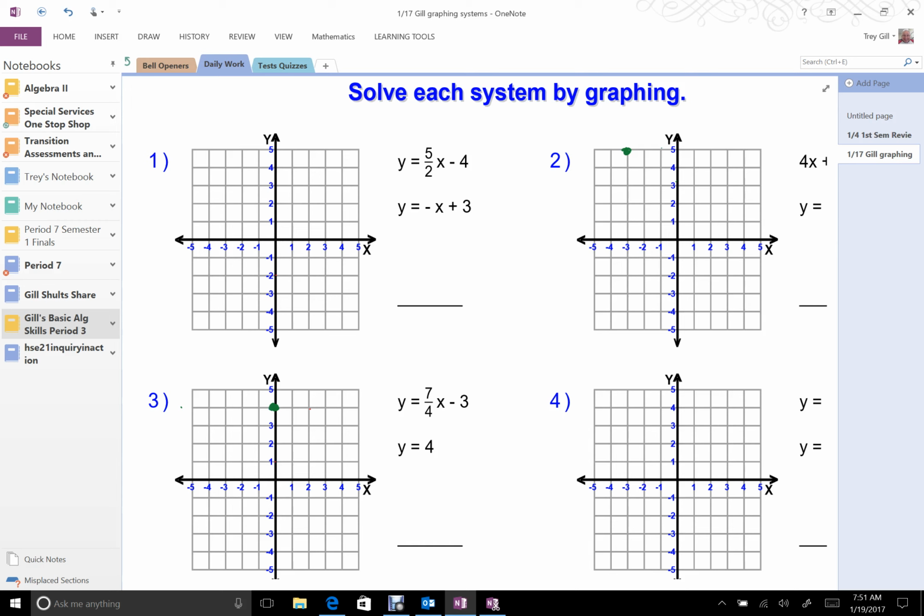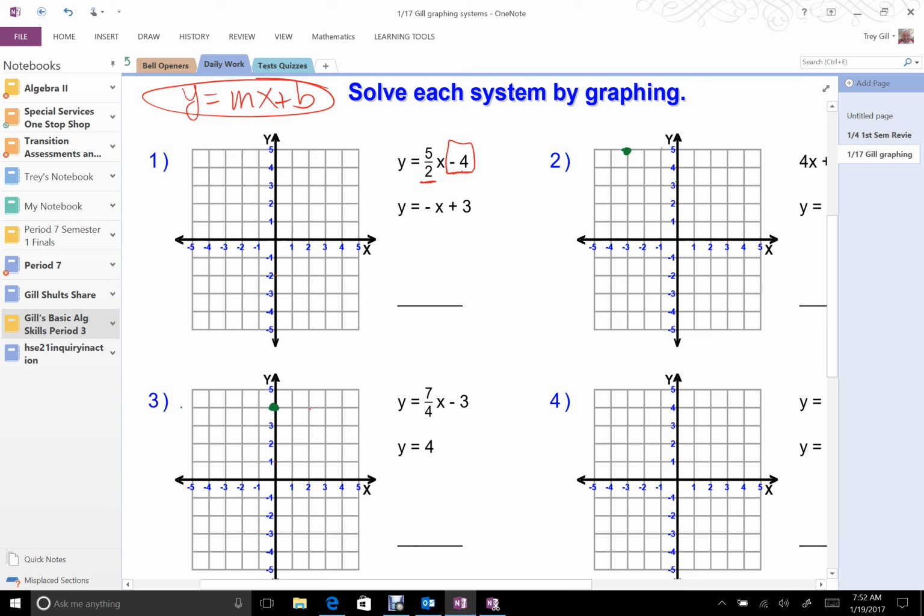To begin with, for number one, we've got y is equal to 5 over 2x minus 4. Keep in mind there are different ways to graph, but we are going to put everything into y equals mx plus b form, our slope-intercept form. In this case, the first one is already set up because whatever's in front of the x is your slope, and whatever the whole number is on the end, that is your y-intercept.